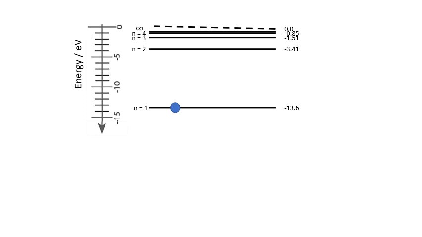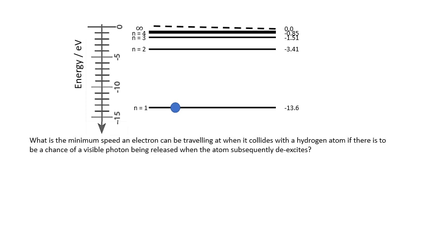What kind of questions do we get for this? Well, let's have a look at the question. What's the minimum speed an electron can be travelling at when it collides with a hydrogen atom if there is to be a chance of a visible photon being released when the atom subsequently de-excites?